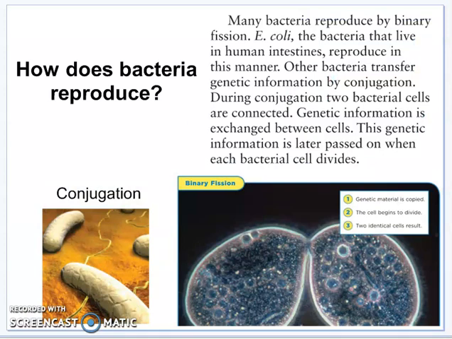How do bacteria reproduce? Bacteria reproduce by binary fission or by conjugation. Binary fission is a process in which the bacterial cell copies its genetic material. Then the cell begins to divide until 2 identical cells result. Another way of reproducing is called conjugation, in which 2 bacterial cells are connected and they exchange genetic information between them.